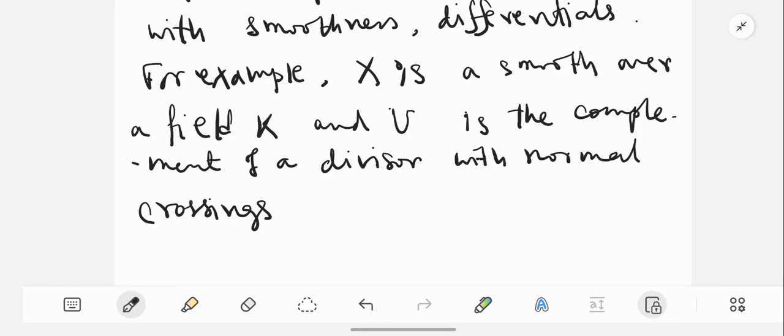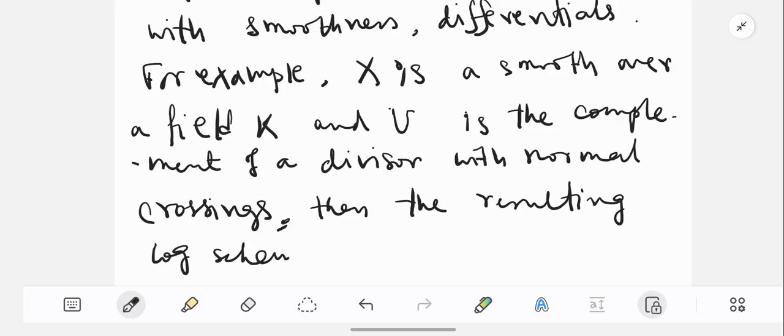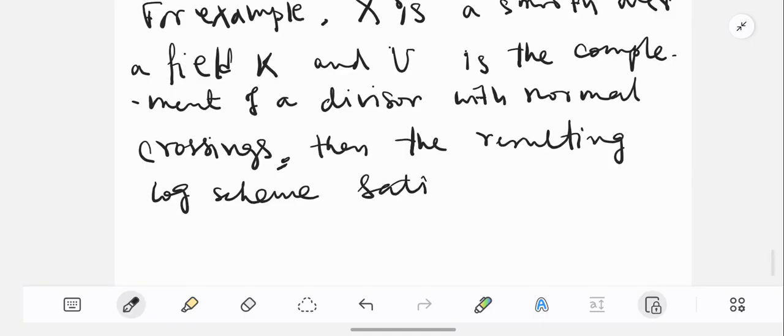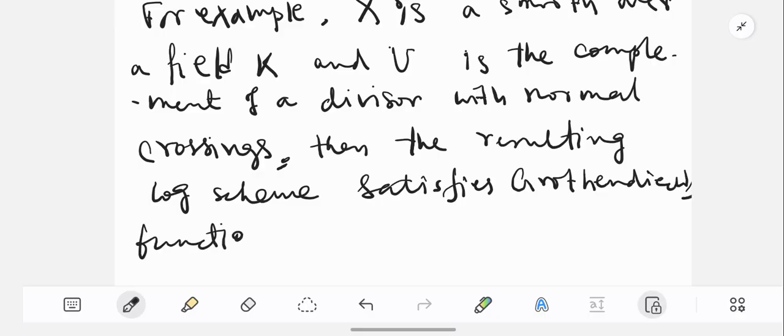then the resulting log scheme obtained from this turns out to satisfy Grothendieck's functorial notion of smoothness.